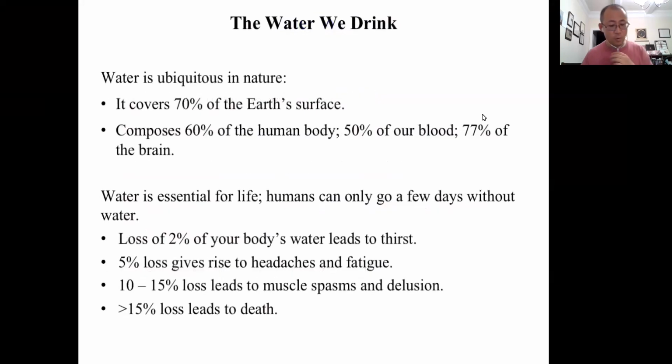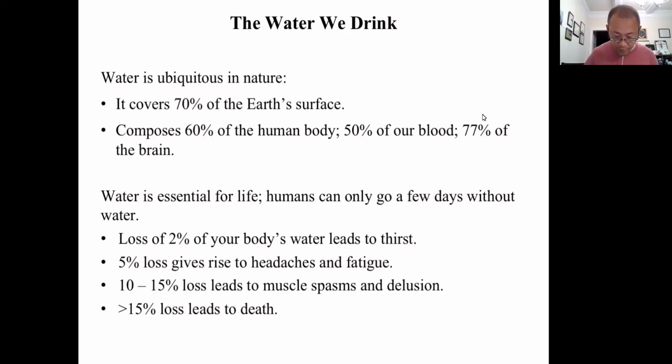Okay, first, the water we drink. Our planet is covered by water, of course, by seawater. It covers 70% of the Earth's surface. And water also composes 60% of the human body, over 60%, 50% of our blood and 77% of our brain. Water is essential for life. Apparently, humans can only go a few days without water.